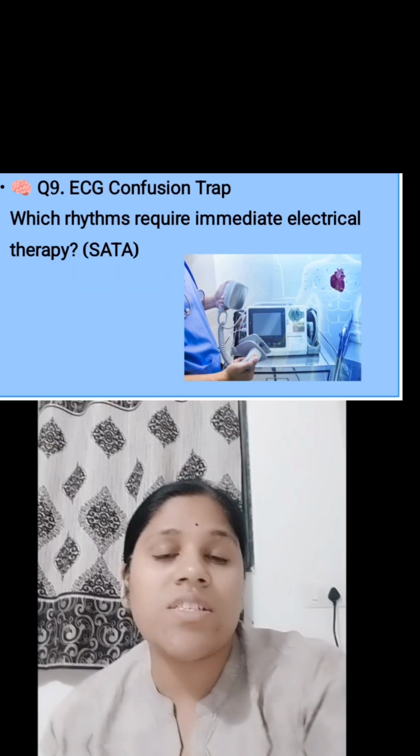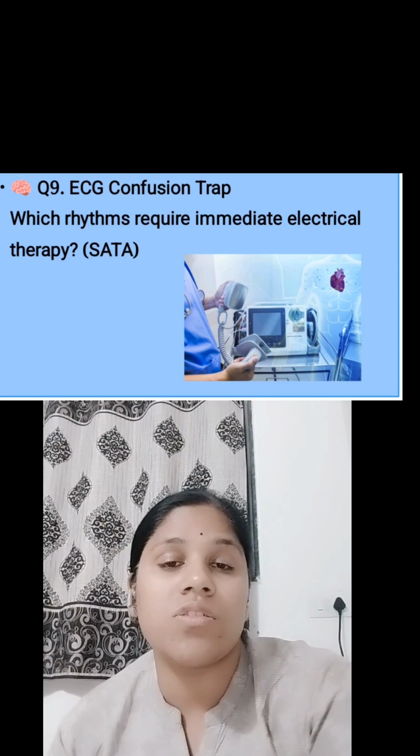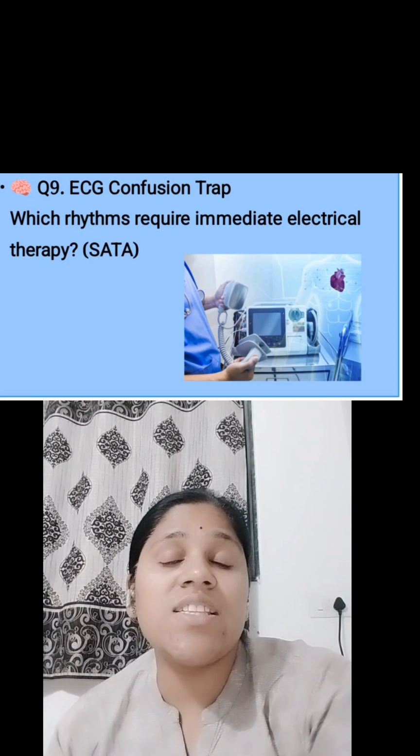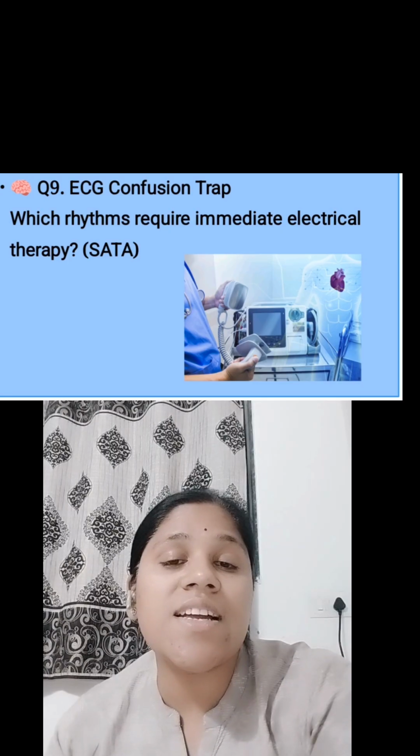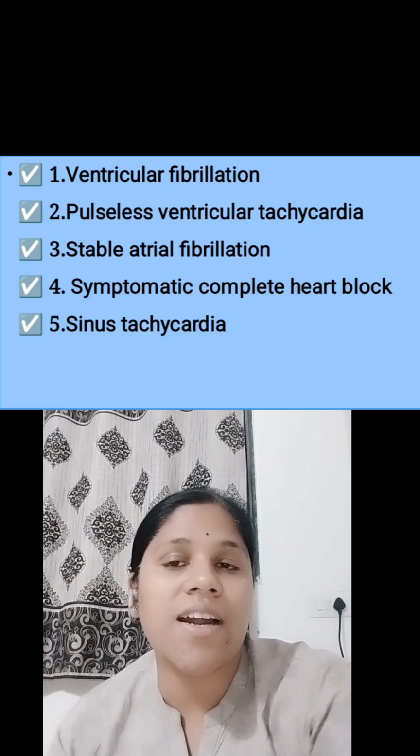So the next question is about the ECG confusion trap. Which arrhythmias require immediate electrical therapy, that is defibrillation? It is a SATA type of question. We can see the options here. The first one is ventricular fibrillation. The second one is pulseless ventricular tachycardia.